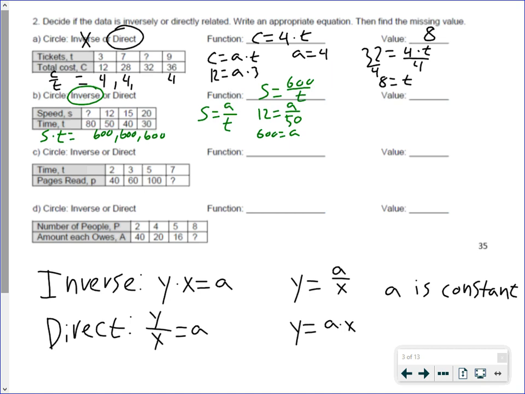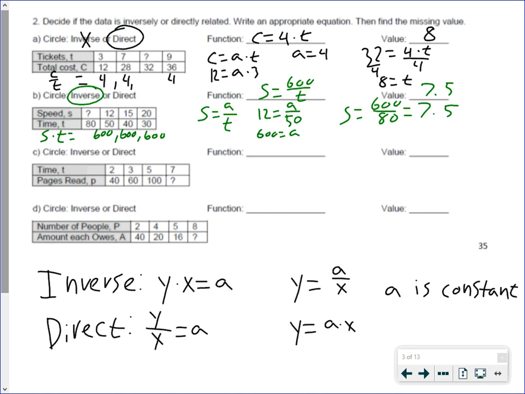Okay? So from here, I need to figure out what my missing value is going to be. So I need to know what my speed is going to be when my t is 80. So I need to know what my s is going to be when my t is 80. So I'm going to do 600 divided by 80. And if you put that into a calculator, you should get that your missing value should be 7.5.